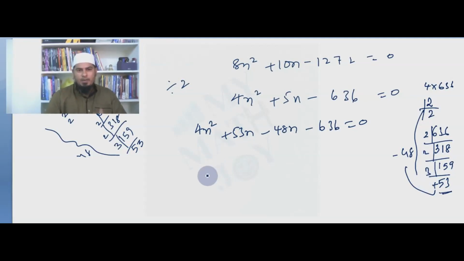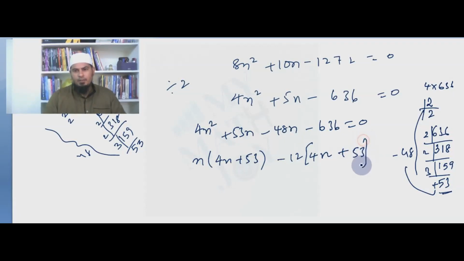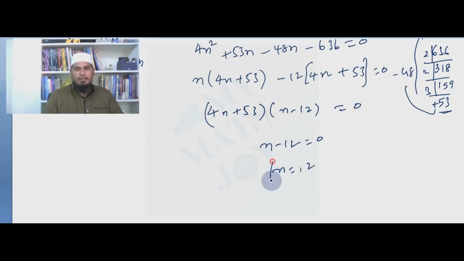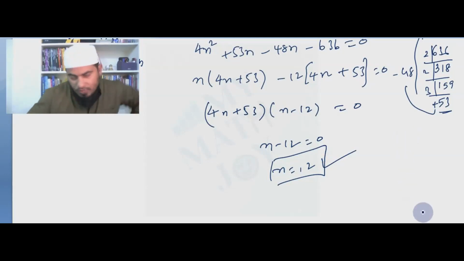What is the quadratic formula? Minus b plus or minus under root b square minus 4ac by 2a. Go by that formula. Taking n common, 4n plus 53; then taking 12 common, 12 times 4 is 48, plus exactly 53 will be coming here. The brackets are the same: 4n plus 53 and n minus 12 equal to 0. n minus 12 is equal to 0, so n is exactly 12. So we got the answer. The n value is 12.